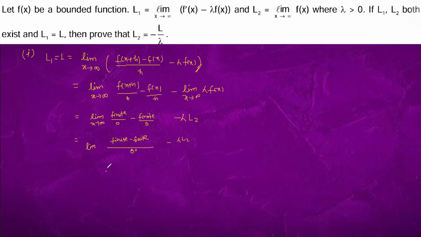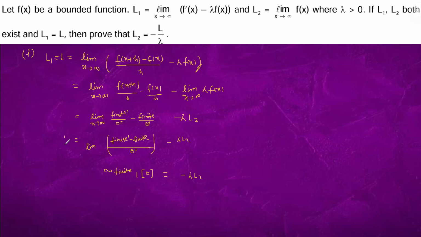It will become infinity into some finite value, if this is not exact 0. If this is exact 0, we'll get 0 into finite, which is 0. Hence, we'll get only minus lambda L2. What I'm trying to say is that it is finite upon 0 plus something. If finite dash minus finite is some different number, then the value of this will come out to be infinite.